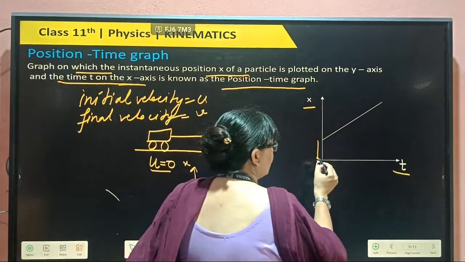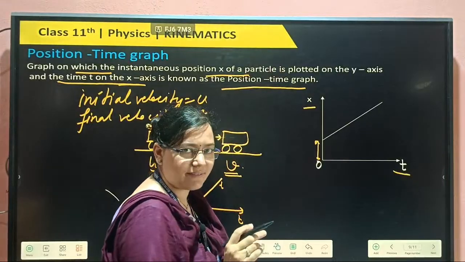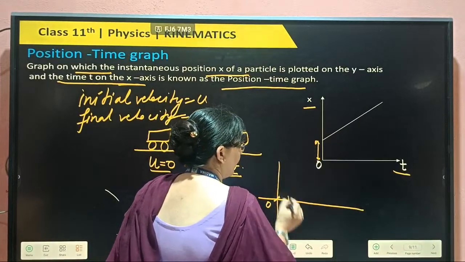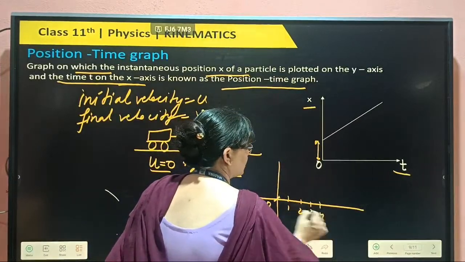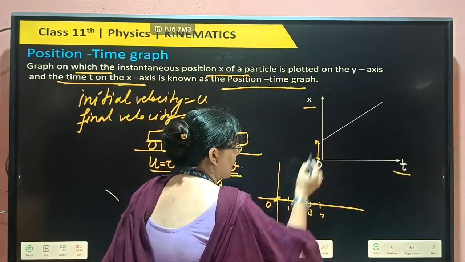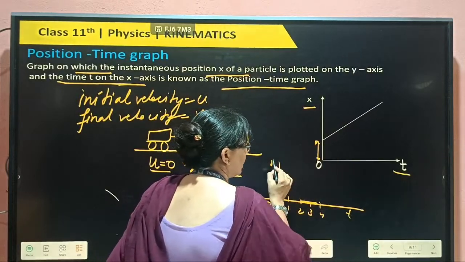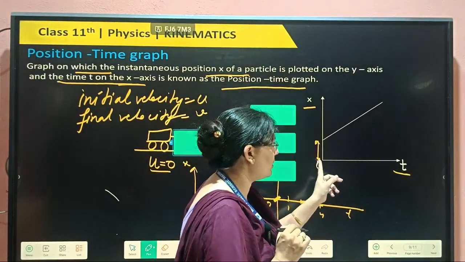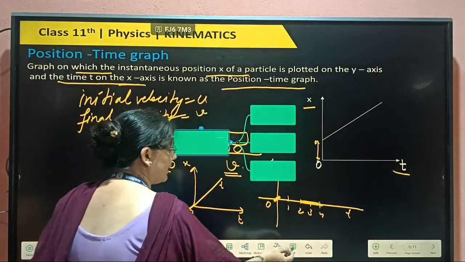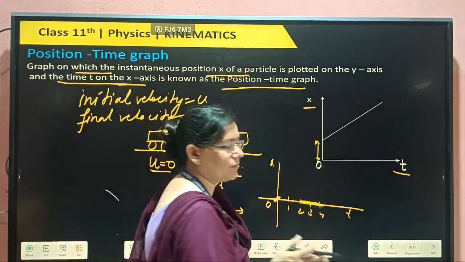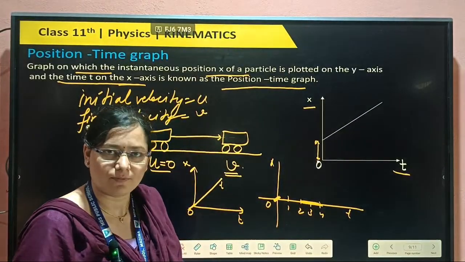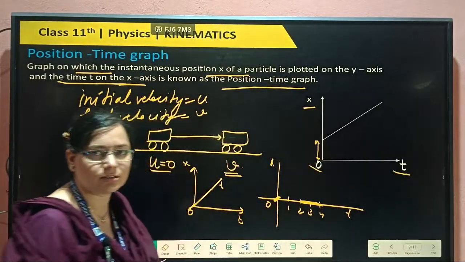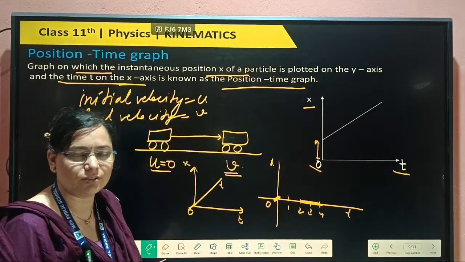It is at some distance, not at the 0 value. If we take this axis, then here 0, 1, 2, 3 like this, it is not starting from 0 but from some value. Then here time is 0 but the position is not the origin. That's why our body goes from the initial point to the final point. Clear to everyone? So like this we use the graph for x and t. Okay, thank you.